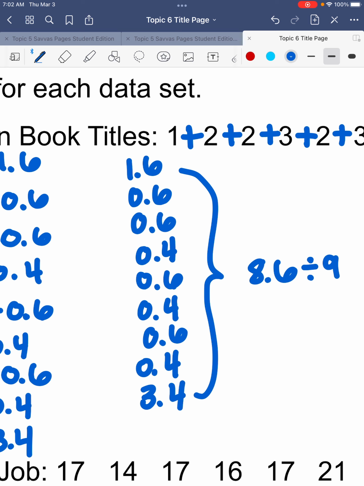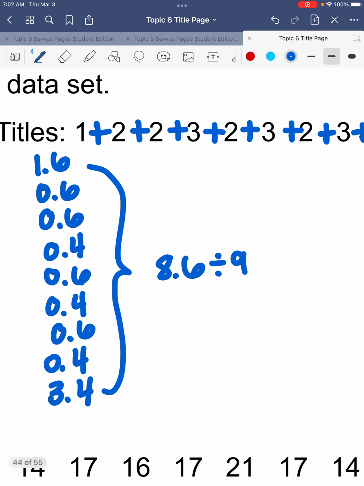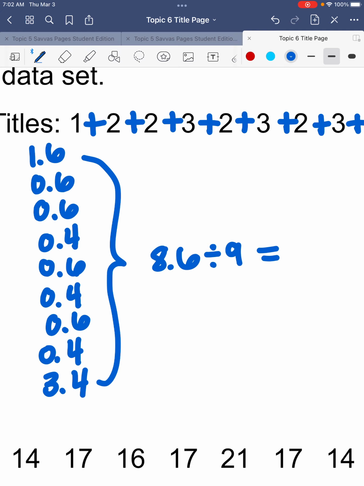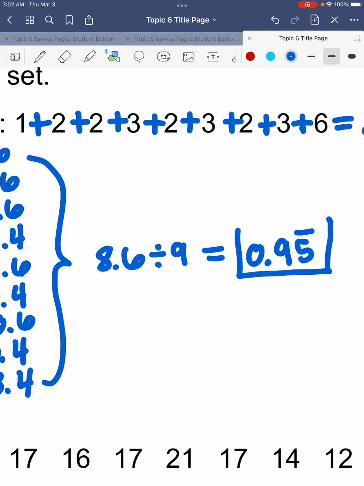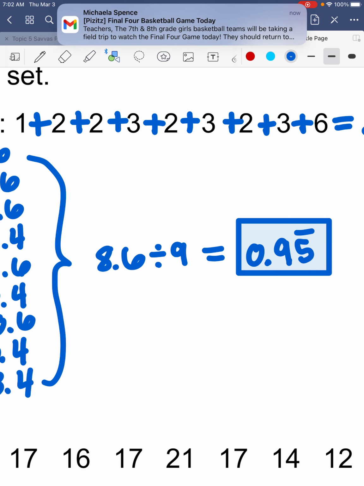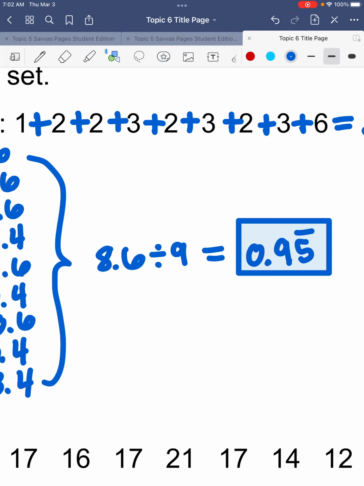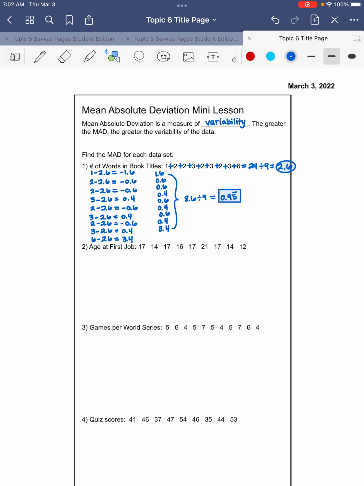So 8.6 divided by 9 is going to be a very small number. It's going to be 0.95, and that 5 is repeating. So 0.95 repeating is my mean absolute deviation. It's a really small number, and what that means is that the data is actually pretty close together. It's not really spread out. Okay, so let's move on to number 2.